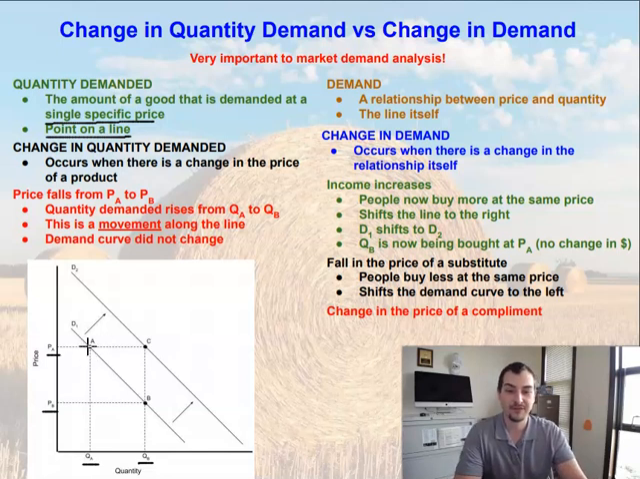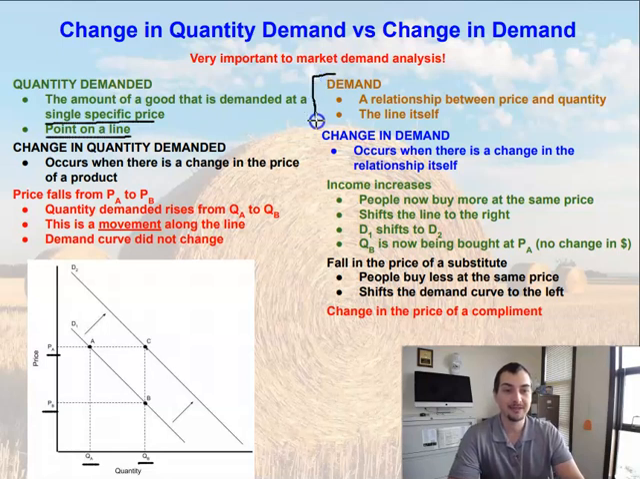If we look at a graph, point A shows the quantity demanded. Point B shows the quantity demanded. Point C shows the quantity demanded. It is a point on the line. It is the amount of good that is demanded at a single specific price. So if I ask you, how much is being demanded at a price of $2? Well, you would say, what is the quantity demanded at a price of $2? Maybe it's 3 burgers. And that is a single specific value.